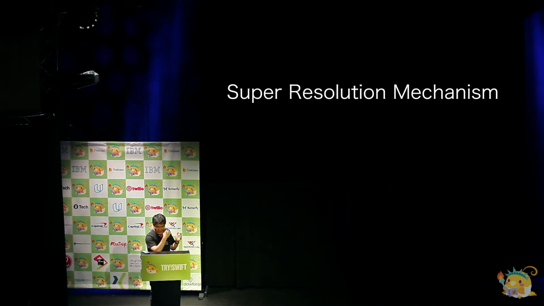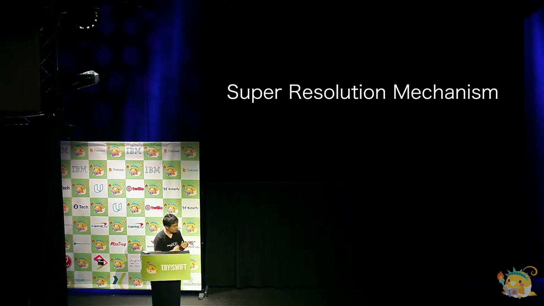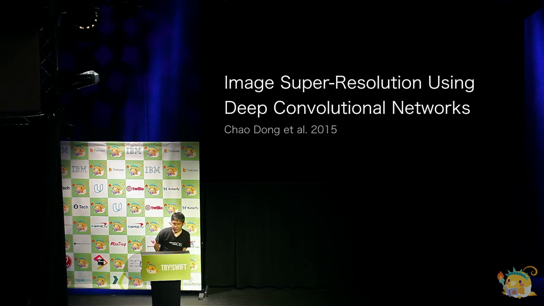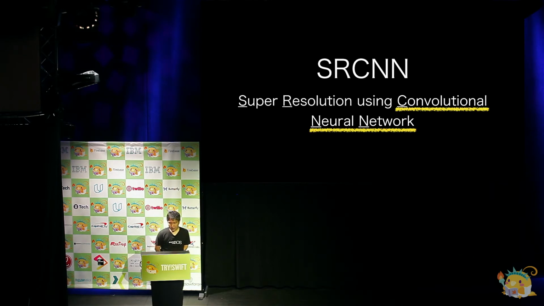Okay, let's go back to the slide. This brings up the question: what kind of mechanisms are needed to execute super resolution? Let's take a look in detail. This is a research paper called Image Super Resolution Using Convolutional Network, published in 2015. This paper is about a method called super resolution using convolutional neural network, in short, SRCNN. So what is a CNN?